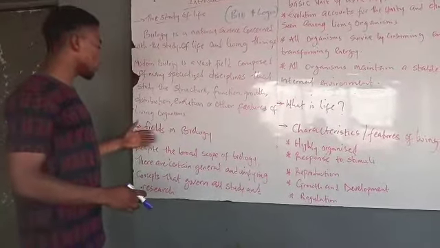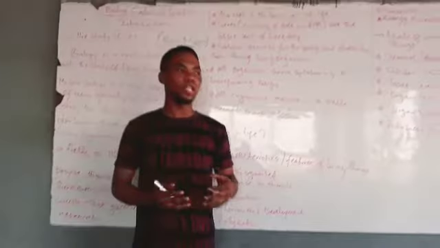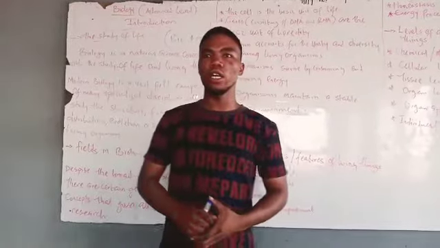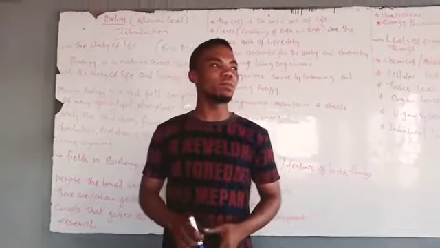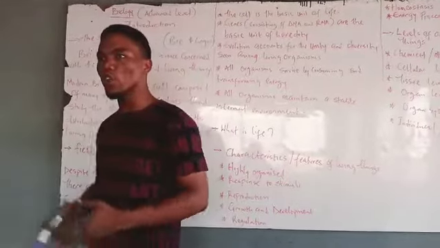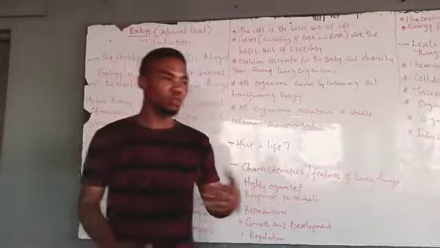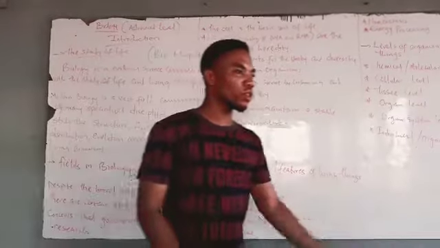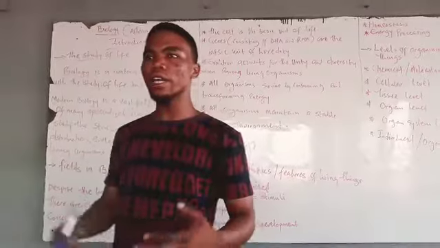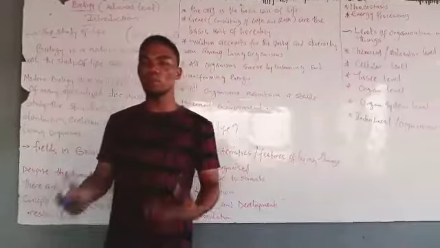Now, let's look at some fields of study in biology. The first field is what we call zoology. Zoology is a branch of biology that deals with the study of animals. That is, the study of the animal kingdom, their distribution, their classification, and so on. Everything about animals.